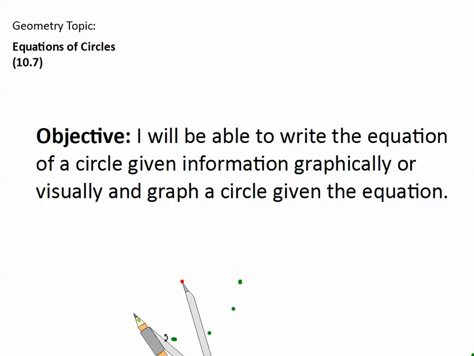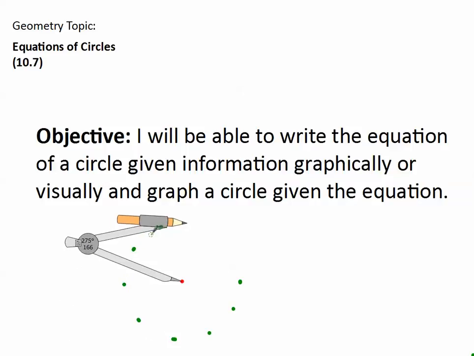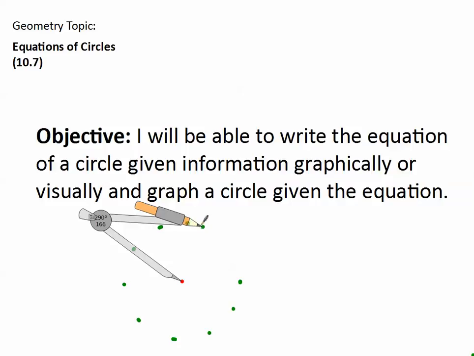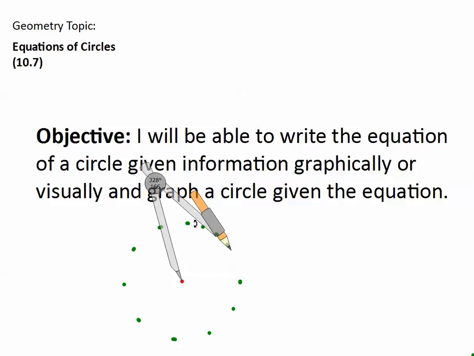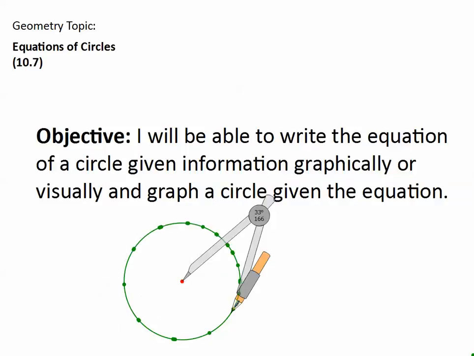Because I am fixing the distance, all of these points are the same distance because I'm not changing the size of the compass, I am going to get a circle. I'm going to keep plotting points, and if you can imagine, I can plot an infinite amount of points. I can be here forever plotting these points, and eventually it fills in to be a circle.